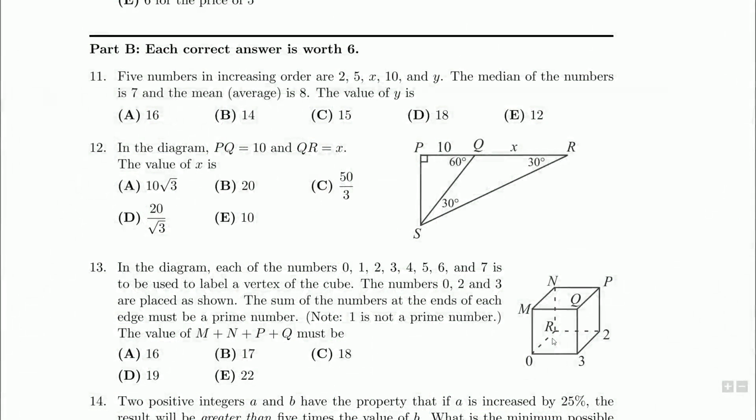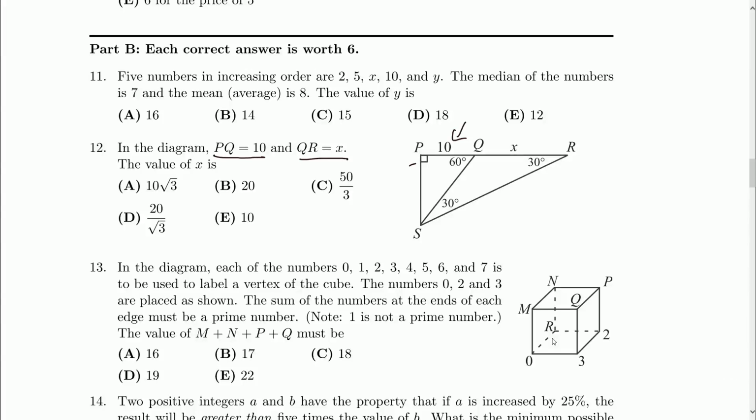We're looking at question 12 now on the 2007 Fermat paper. In the diagram, PQ is equal to 10, and they have that labeled for us. QR is equal to X. The value of X is... Alright, so we've got a little to unpack here.